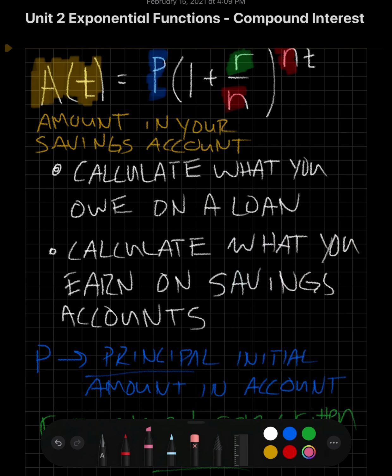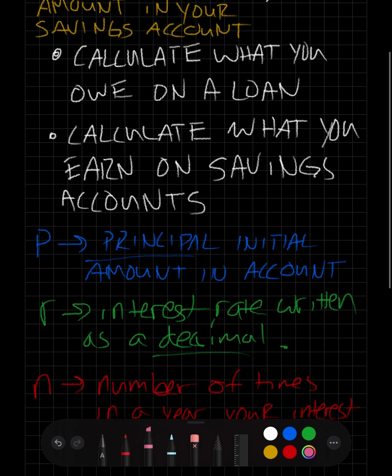Let's get this nice pink color here. We're going to highlight our t. The t stands for time in years. That's however many years we have.